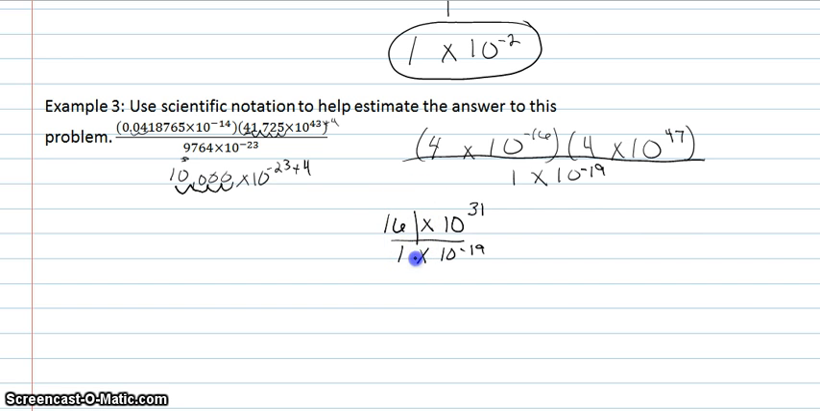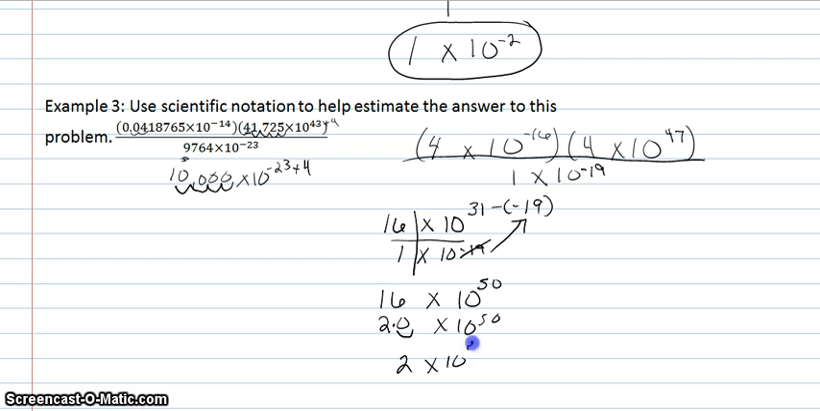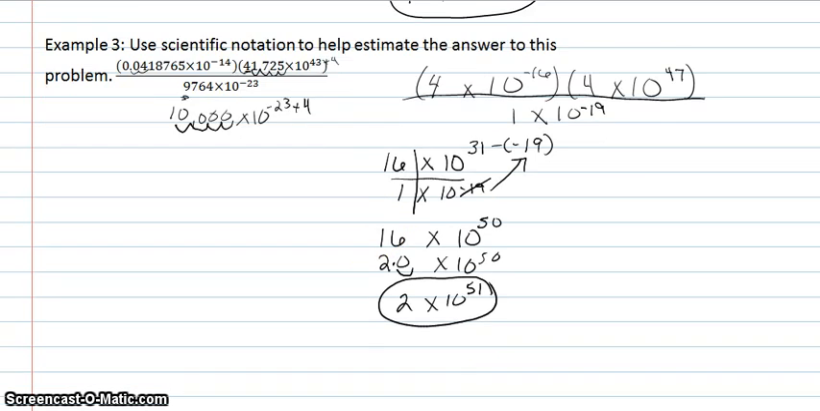Okay, so again, I work this in 2 steps. So 16 divided by 1 is still 16. And then I will subtract the negative 19 from the 31. So that'll give me a 50. And then I still need to round this. So that would be approximately 20 times 10 to the 50th, and then I would move my decimal over one place, so that would be 2 times 10 to the 51st. And that would be our approximate answer for this problem.